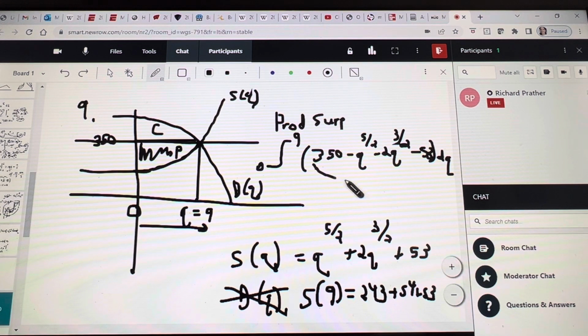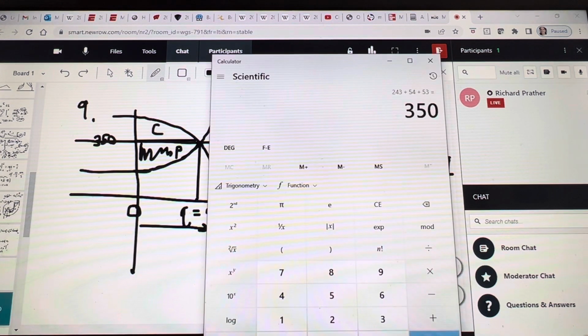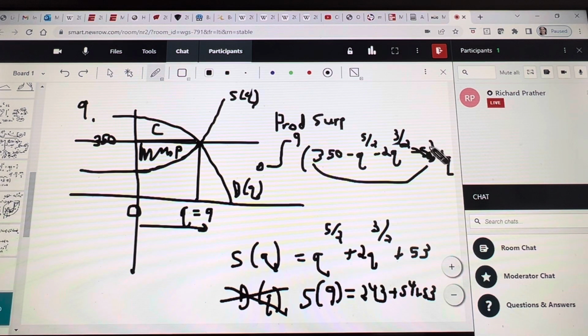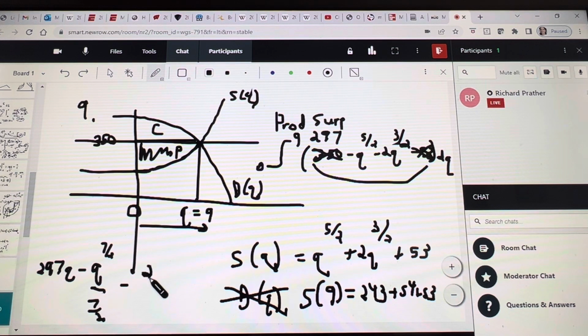And then you could combine the 350 and the negative 53, positive 297. So do the antiderivative. The antiderivative of 297 is 297q. Constant turns into a linear. For the next one, you increase the exponent by 1 to 7 halves. Divide by 7 halves. And same thing here, 2q to the 5 halves divided by 5 halves.